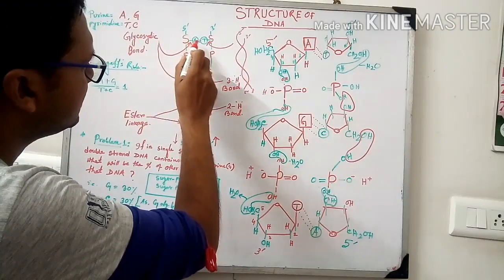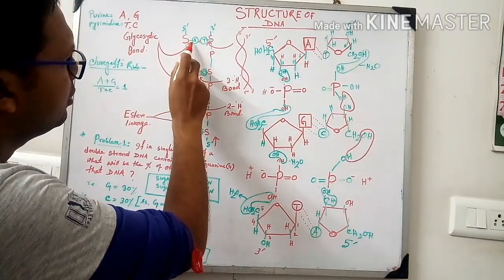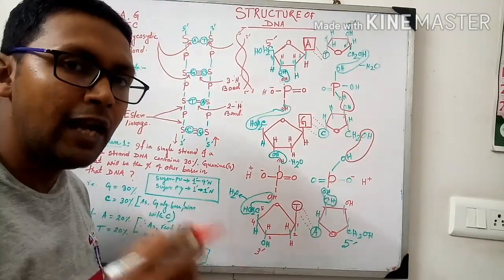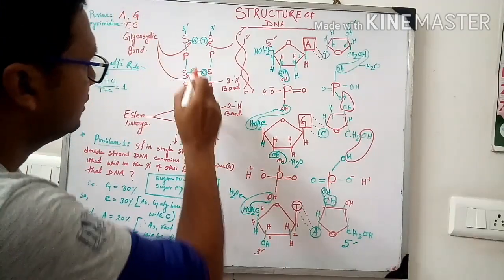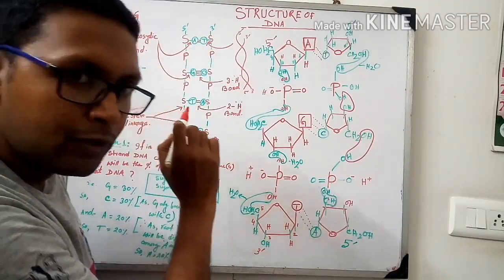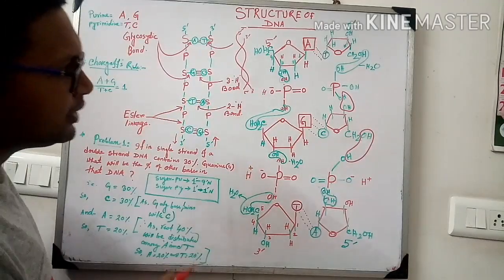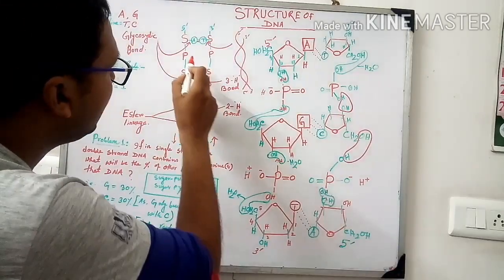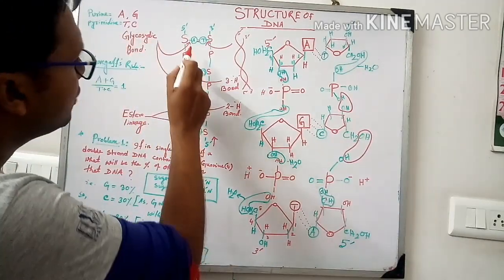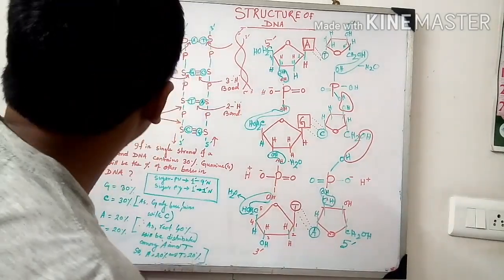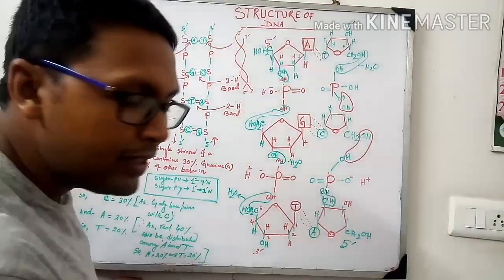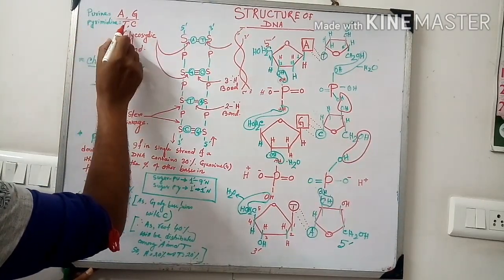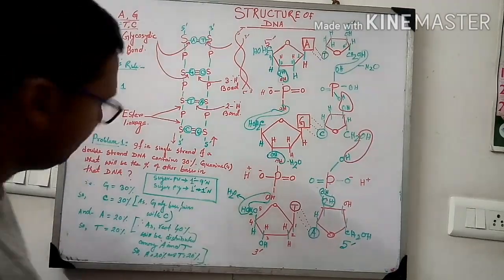And along with the sugar, purine and pyrimidine bases are attached. That is, nitrogenous bases are present and they form a hydrogen bond between them. So, what are the three major components? First of all, sugar. Second is phosphate, and third is purine and pyrimidine bases. What are the different kinds of purine and pyrimidine bases? Here the purine bases are adenine and guanine, and the pyrimidine bases are thymine and cytosine.